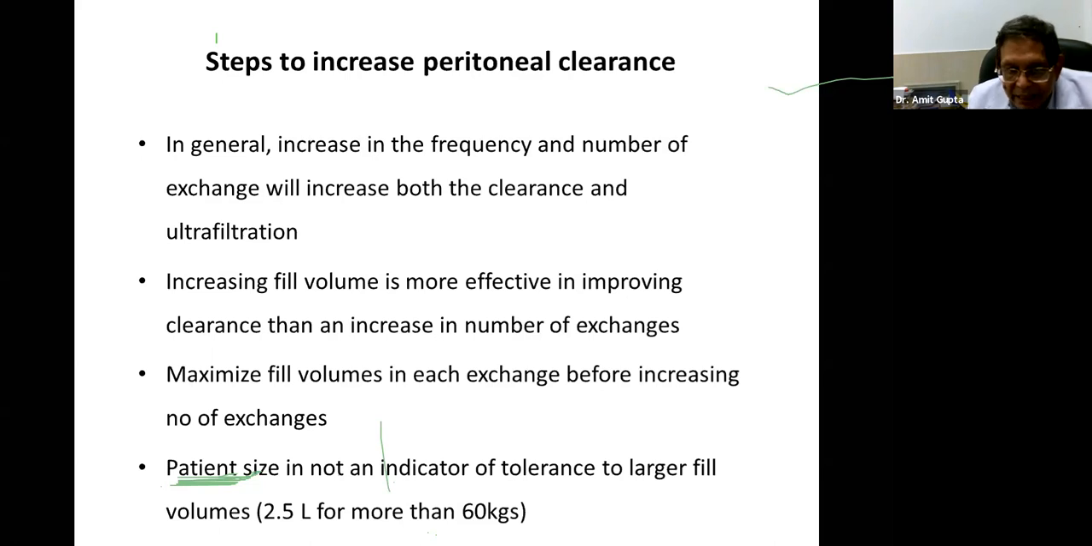And the patient size is not an indicator of tolerance to a larger fill volume. It's been seen that individuals above the weight of 60 can easily tolerate 2.5 liters, provided they're not told about it. Sometimes they have this psychological barrier: how can I accommodate 2.5 liters of fluid in my abdomen? But if you don't tell them that you're giving 2.5 liters, they will not be able to make out the difference.